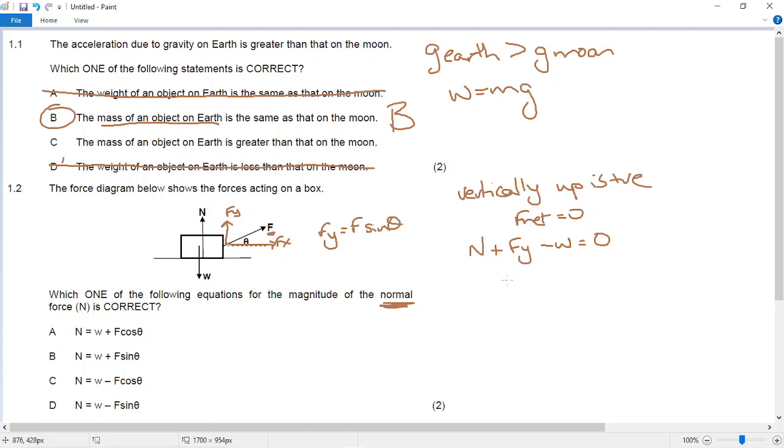Okay, so if we want to find the normal force, we want to get the normal by itself. So we'll take the weight over and subtract Fy, the y component of the applied force. So what will my normal be? The weight minus F sine theta, which is giving me the answer D. The normal is the weight minus F sine theta.